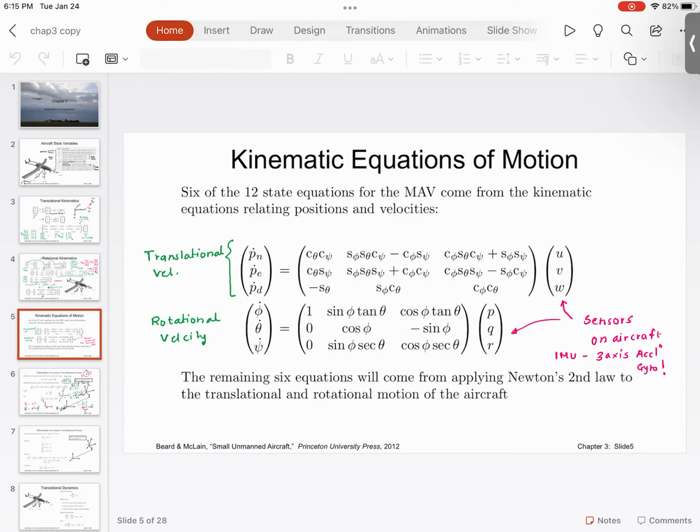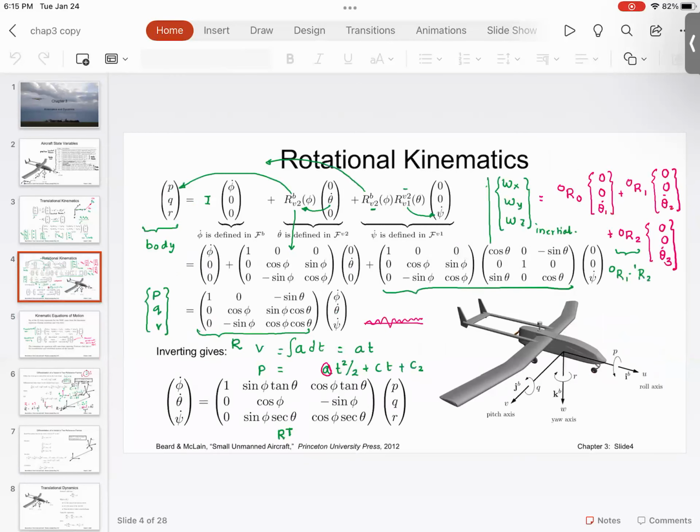Question? What is the inertia depending on? There is no inertia. On the fourth slide, the rotational kinematics, I see an I on the first rotational frame. Oh, I is an identity matrix.